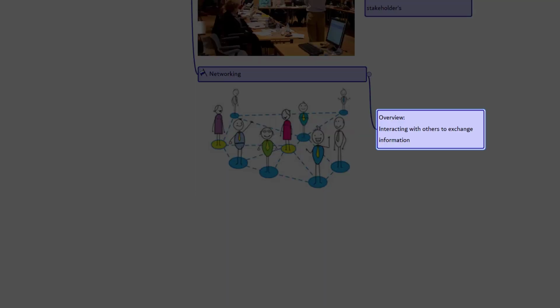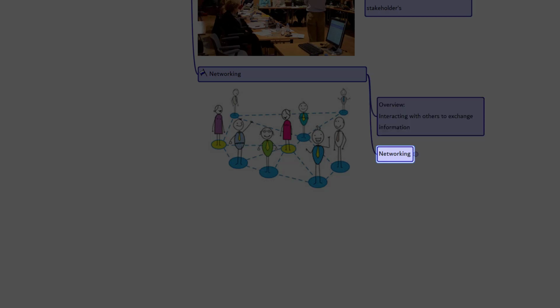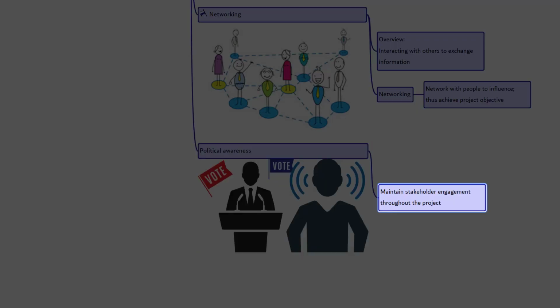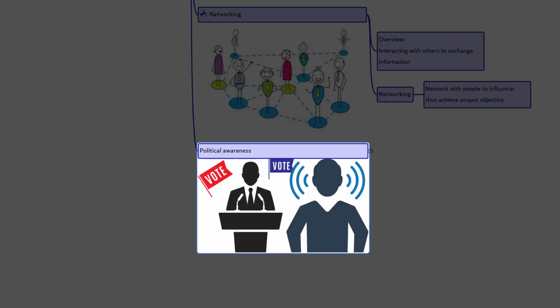Meeting management. Manage all communication that is relevant to the respective stakeholders. Networking. Networking is all about interacting with others to exchange information and develop contacts. Now, in context, networking with people helps the project manager to solve problems, influence, and increase stakeholder support towards project objectives. Political awareness. Political awareness assists the project manager in engaging stakeholders appropriately to maintain their support throughout the project.